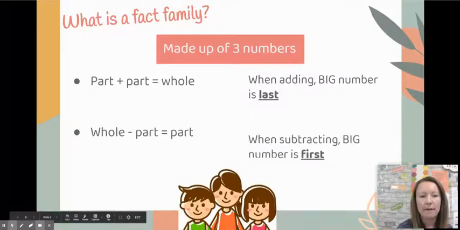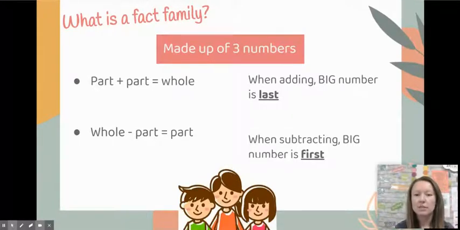A fact family is made up of 3 numbers. So for adding, it is a part plus a part equals a whole. So when we're adding, our big number, or our whole, is going to come last. And then for subtracting, we have our whole first, and then we take away a part, which means we're left with a part. So remember, when subtracting, our big number or our whole is going to come first.